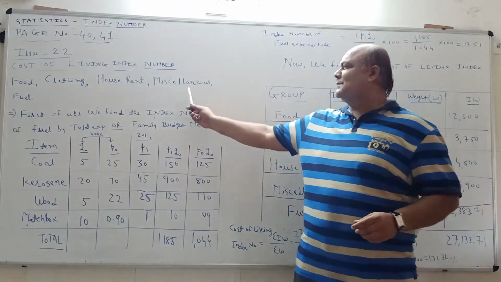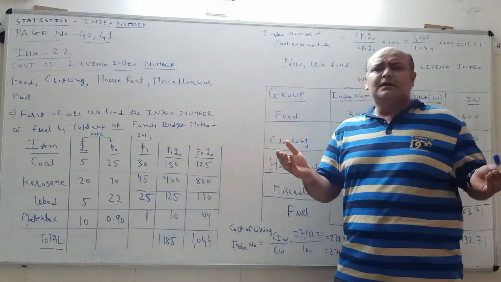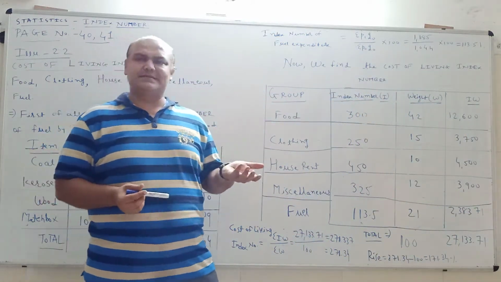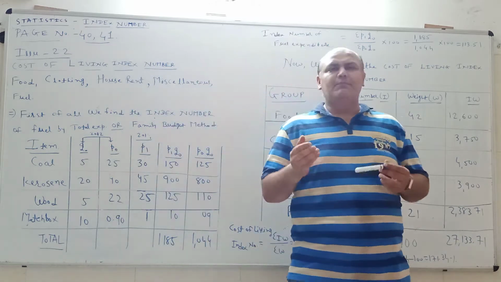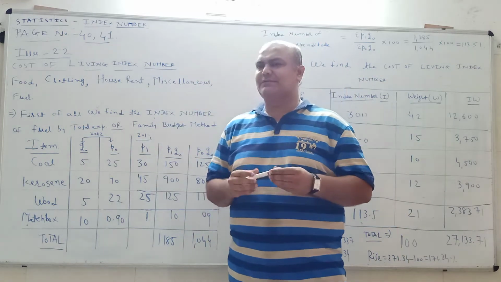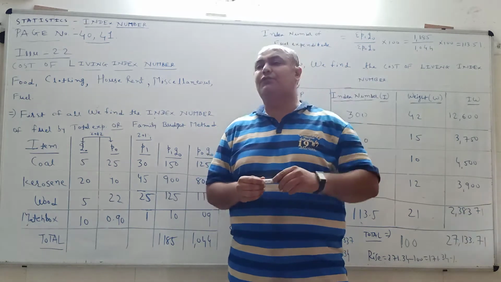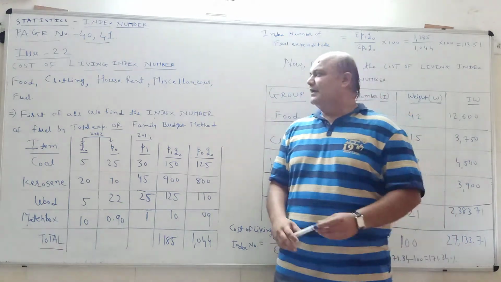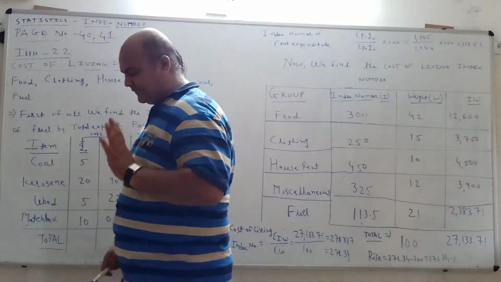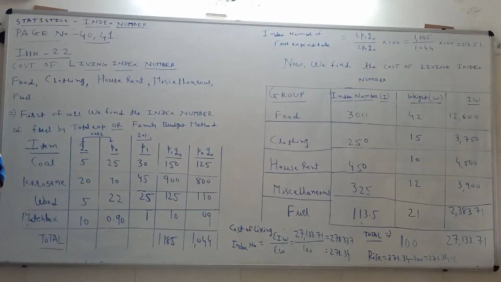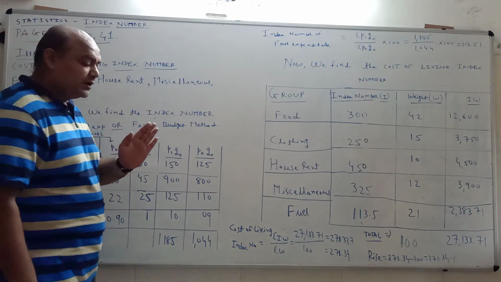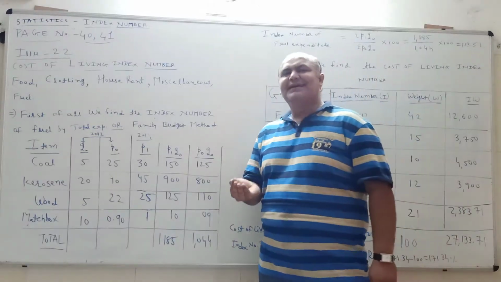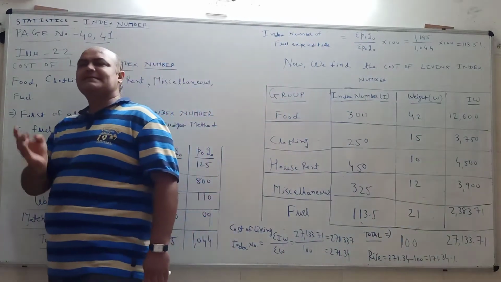Then, the fourth important aspect is miscellaneous, meaning whatever different expenses we incur. For example, if we have a mobile phone, then we have to recharge the phone. So the recharge of a cell phone comes in miscellaneous. And the fifth important aspect is fuel. So the 5 main elements of cost of living are food, clothing, house rent, miscellaneous and fuel.